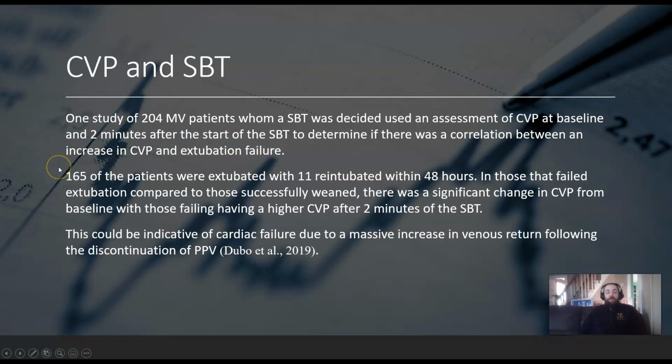So 165 of those patients were extubated, and 11 of them were reintubated within 48 hours. In those that failed extubation compared to those that were successfully weaned, they found a significant change in central venous pressure from baseline, with those failing having a much higher central venous pressure after 2 minutes of the SBT. So this could actually be indicative of cardiac failure due to that massive increase in venous return following the discontinuation of positive pressure ventilation.